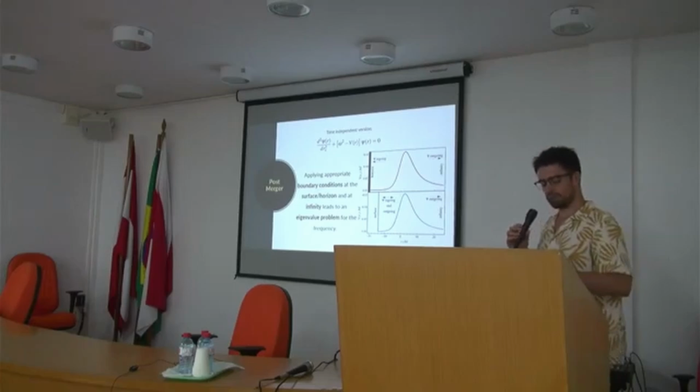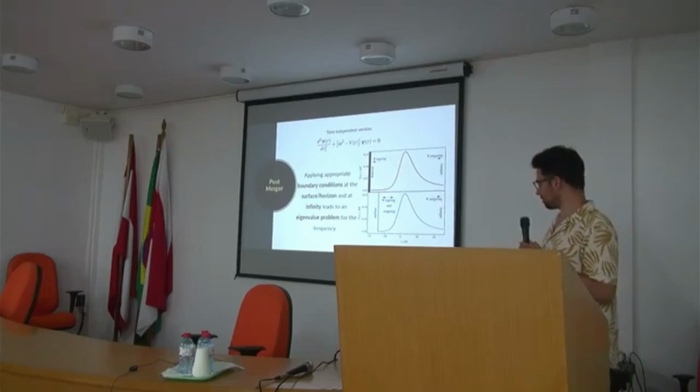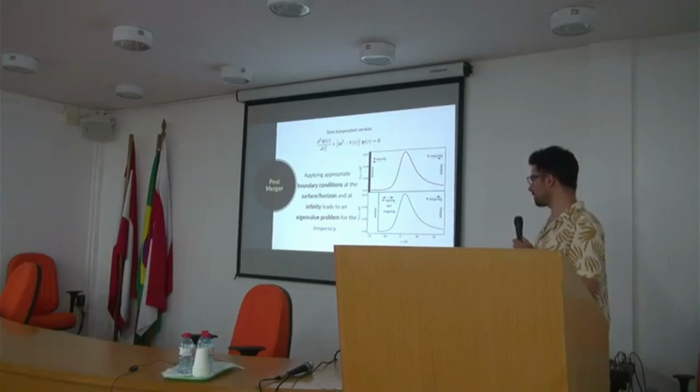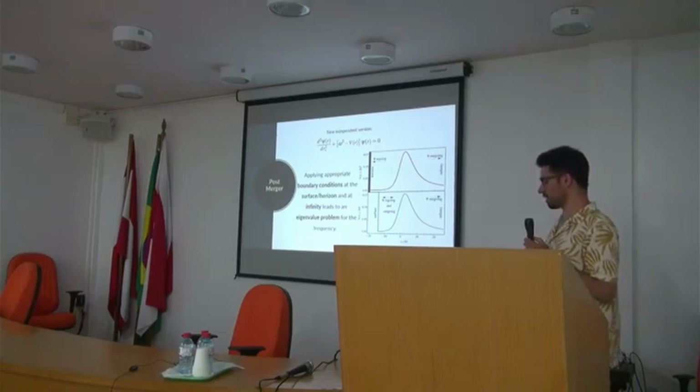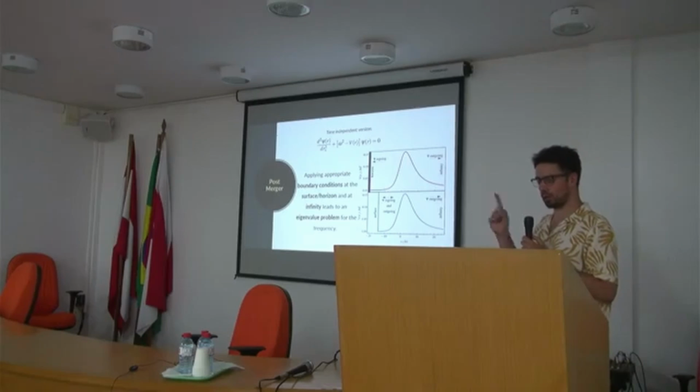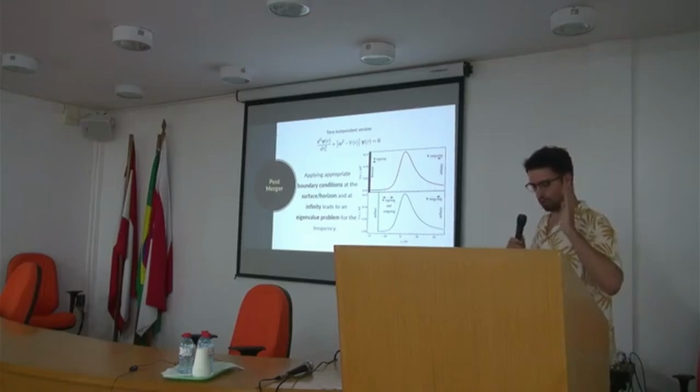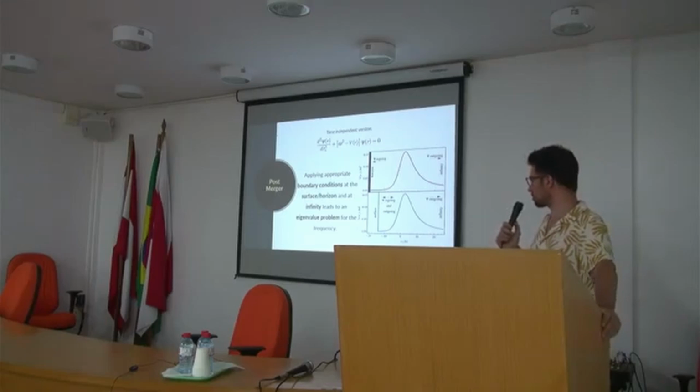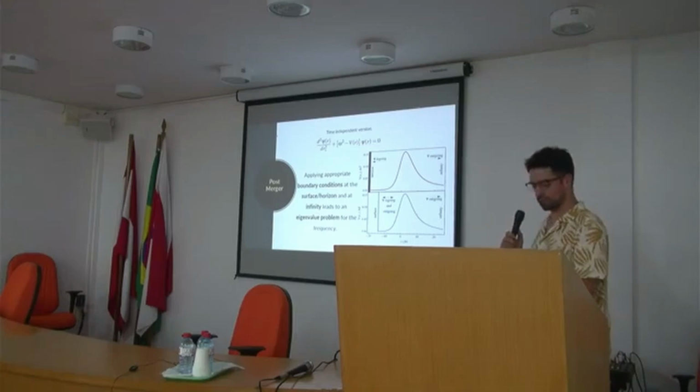If you think about an exotic compact object, it's different, because now you have a surface, and you can have ingoing and outgoing waves at the surface. So you already have some difference in the boundary condition. But at infinity, you impose the same. You only want outgoing waves at infinity.